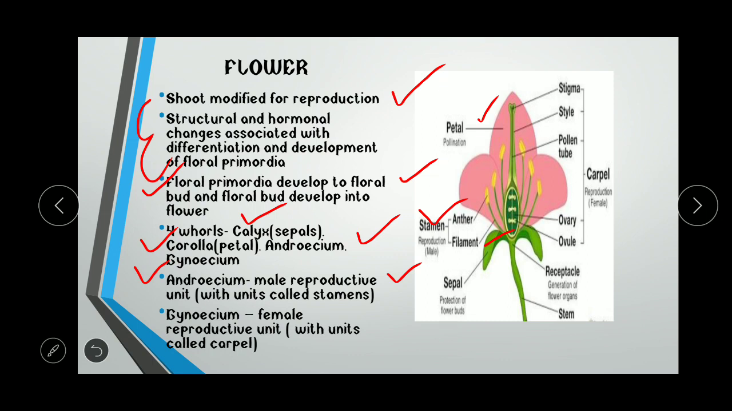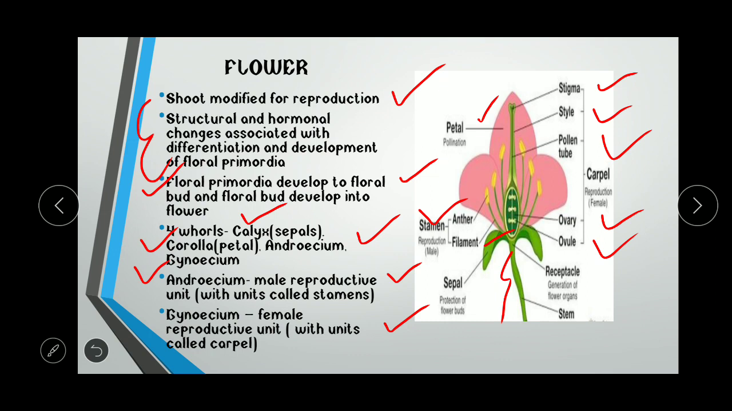Then gynoecium is the female reproductive structure with units called carpels. A carpel has parts like stigma, style, pollen tube, ovary, ovule. All of these we will discuss. And the flower attaches to the stem through a stalk called the peduncle. This is the peduncle, and the receptacle is the actual point of attachment of the flower with the stalk. This is also called the thalamus.